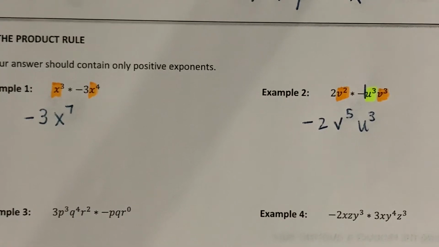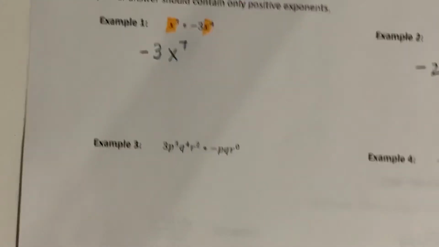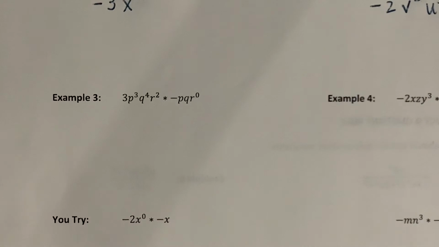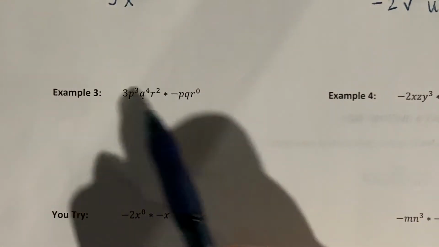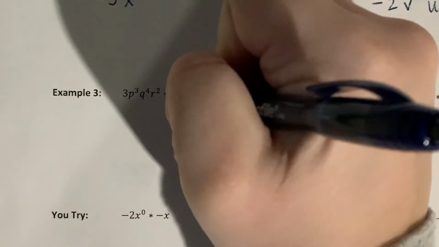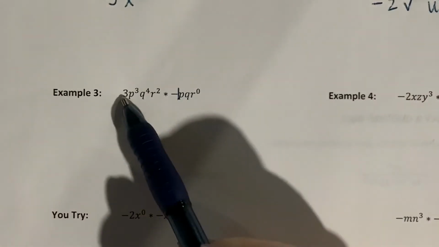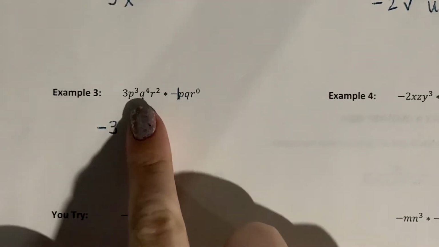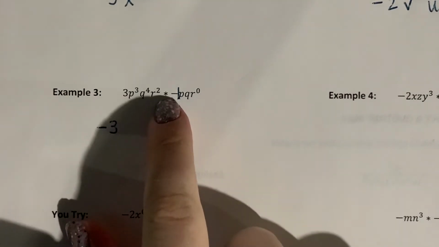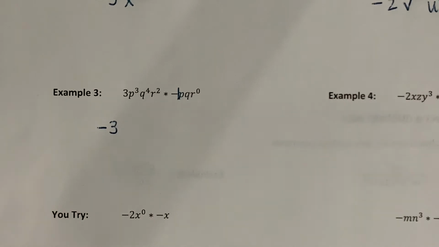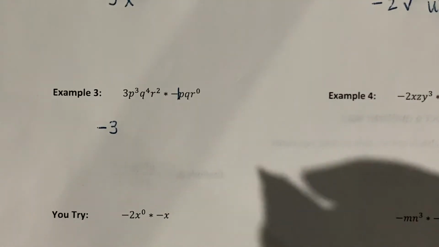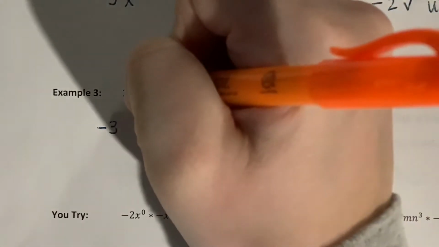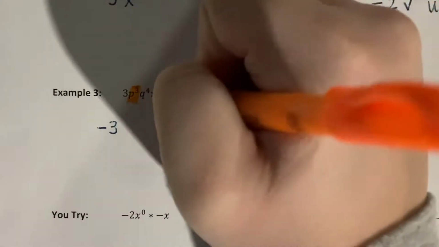All right, in example 3, first I've got to look for any coefficients that I see. I have a 3 and looks like I have another negative. So this is like saying -1. 3 times -1 gives me -3. Again, pointing out we've got two terms being multiplied with the product rule here. And let's start to look at our like terms. So I see I have a p to the third and a p.